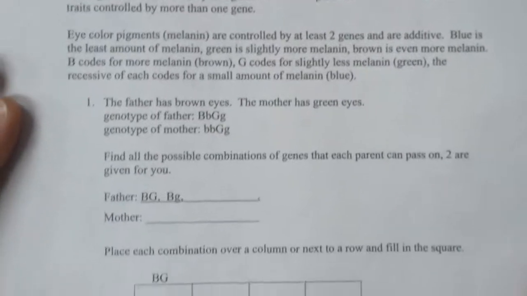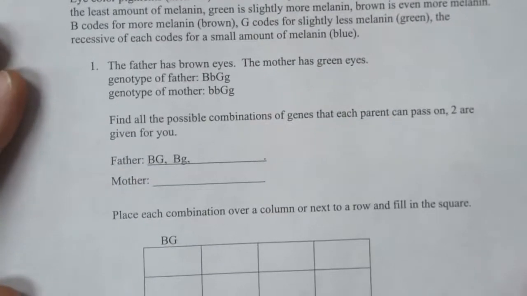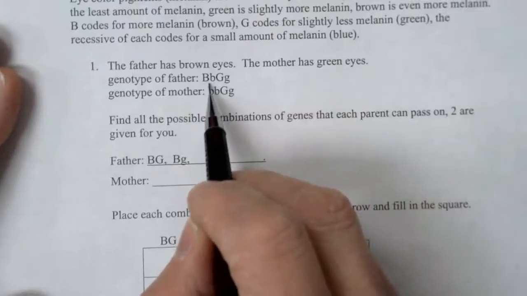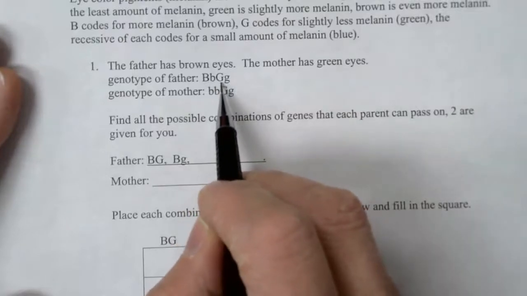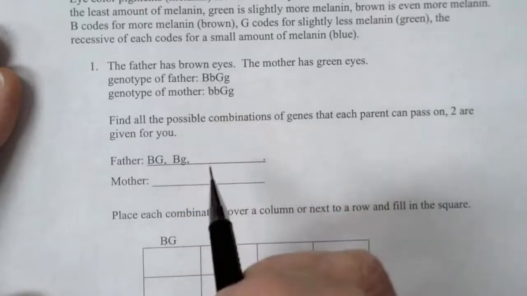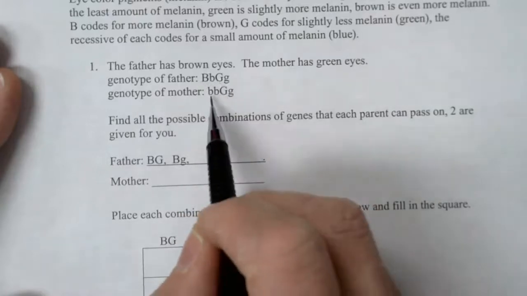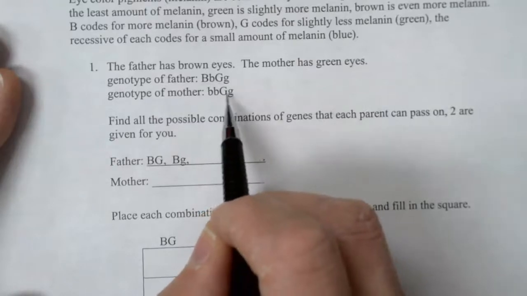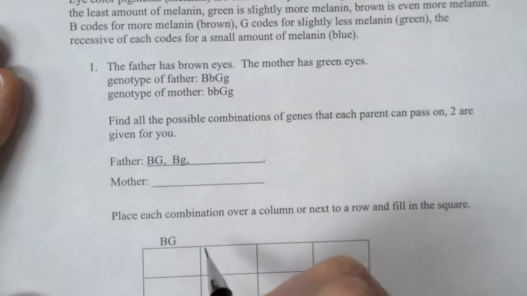The father has brown eyes, the mother has green eyes. I gave you an example where the dad is heterozygous for brown, and he's also heterozygous for green, but it doesn't matter. If he has one capital B, he's going to show brown eyes. In order to show green eyes, the mom has to have two recessive Bs and then a capital G. So she has green eyes, and she's got a recessive allele also.